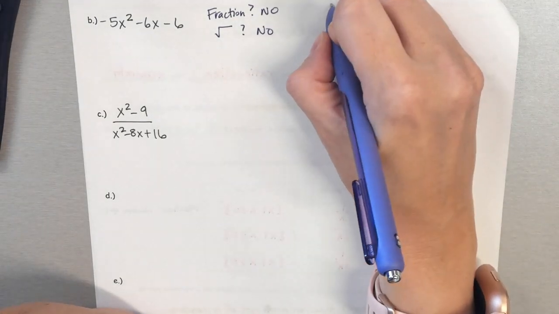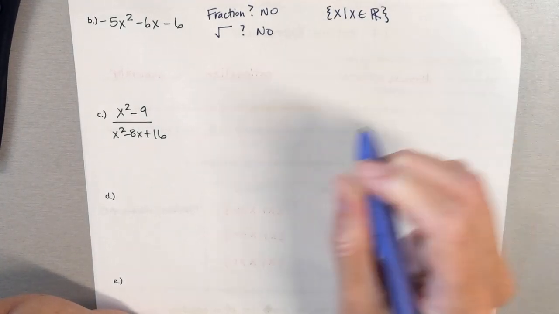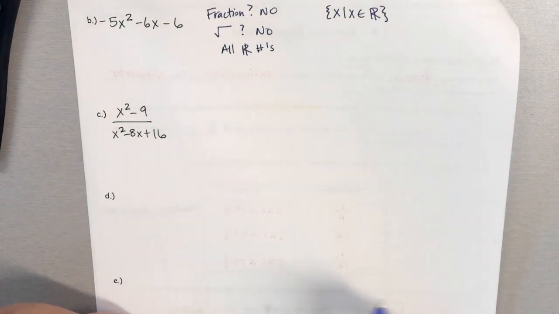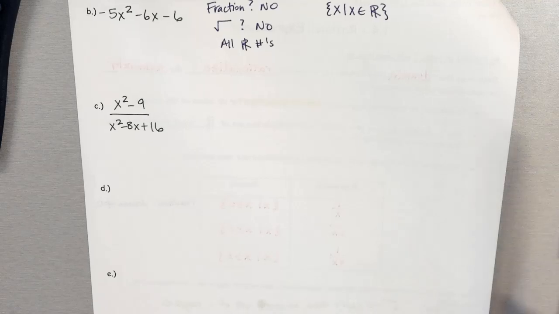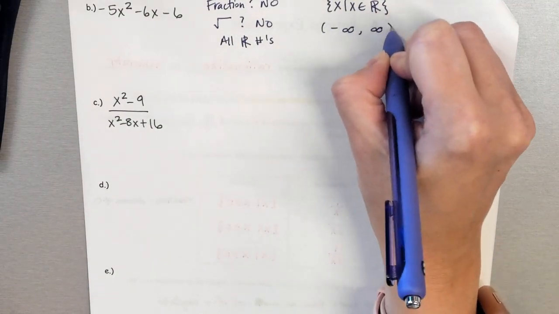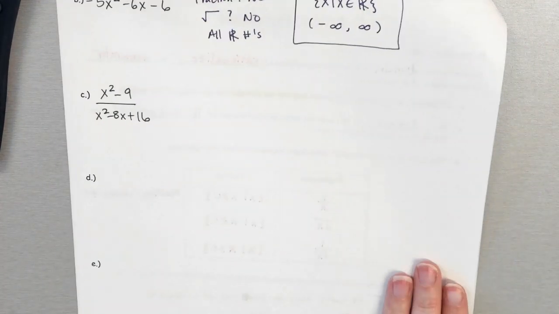All real numbers. So again, in set builder, x such that x is an element in the set of real numbers. And in interval notation it would just be -infinity to infinity. And that would be your final answer.